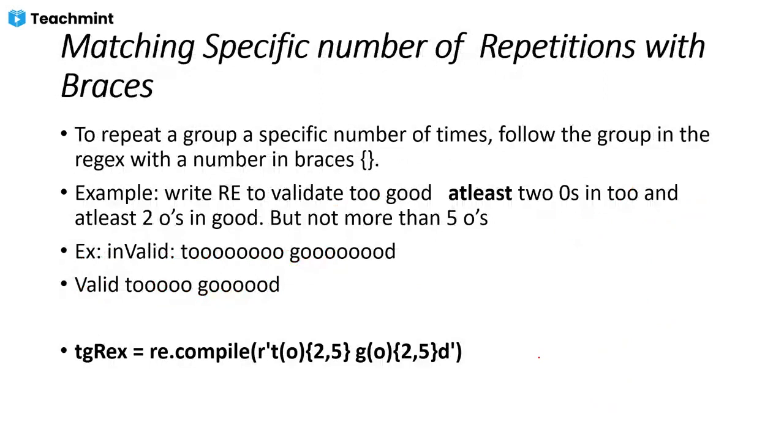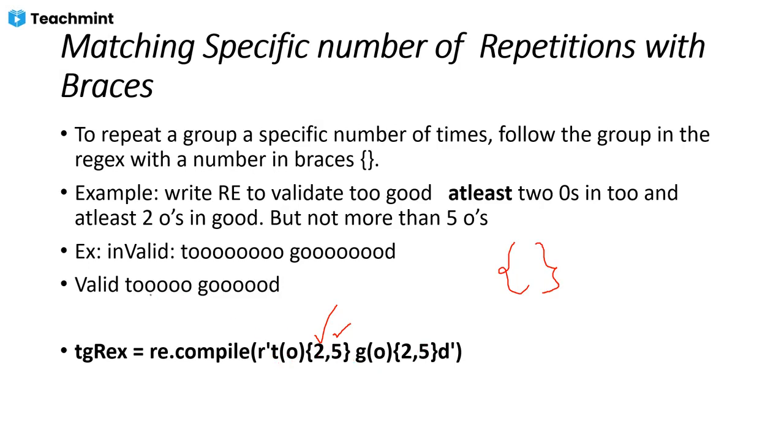Matching a specific number of repetitions. As we have seen, one number inside the bracket counts that many repetitions. But here, the minimum number of occurrences is 2 times and the maximum is 5. So for the O in "too", 2 to 5 times is allowed, but more than 5 is invalid. Less than 2 is also invalid. And the number of O's in "good" also: 2 is okay, 5 is okay.